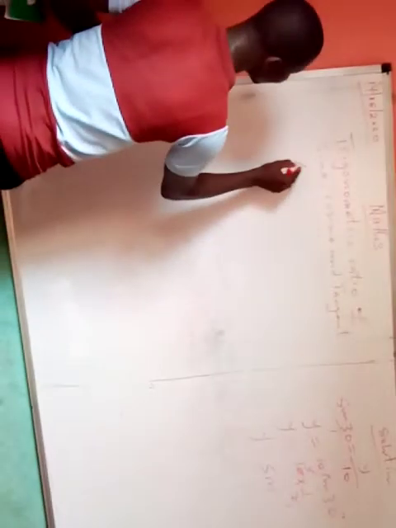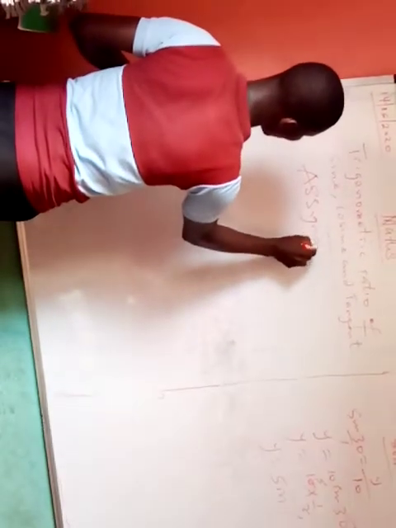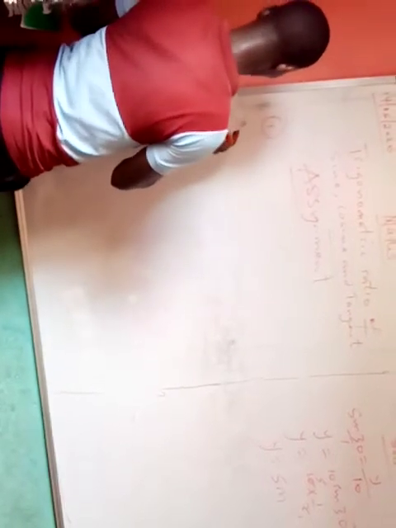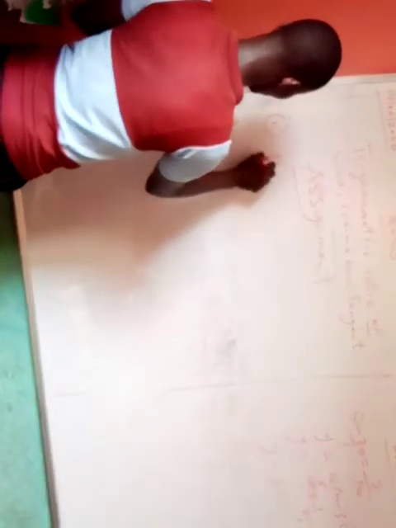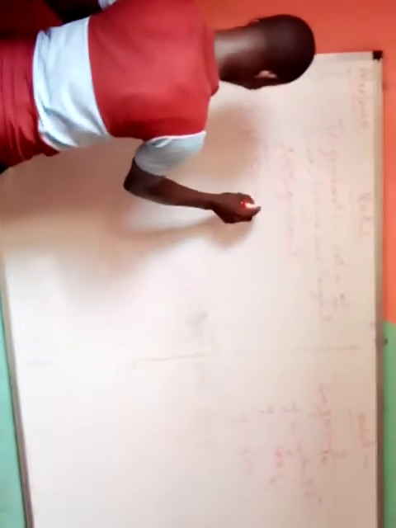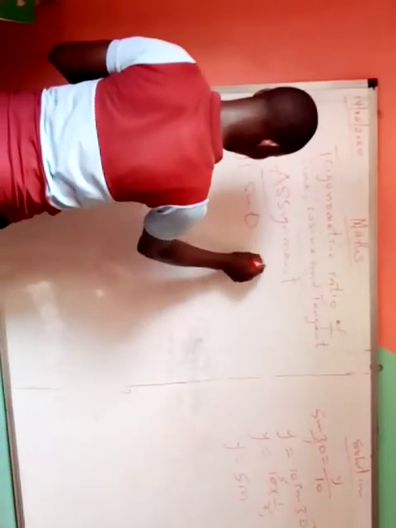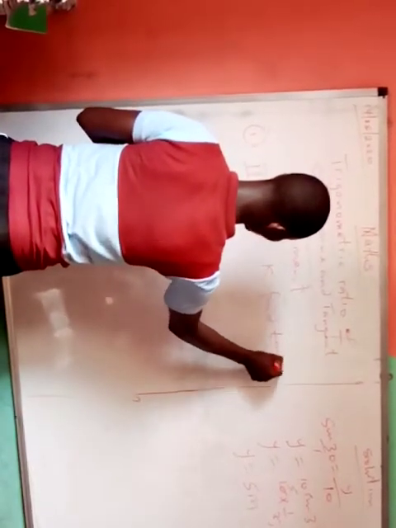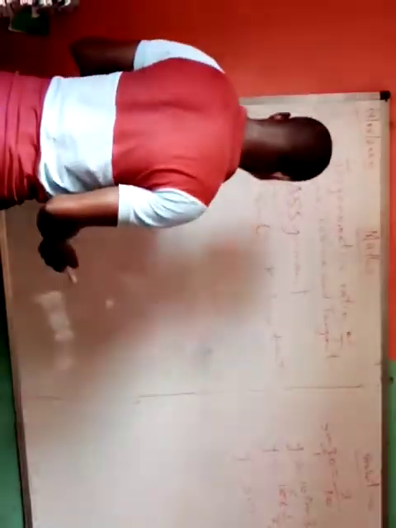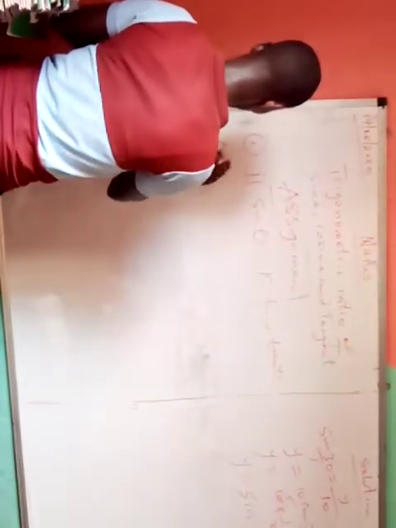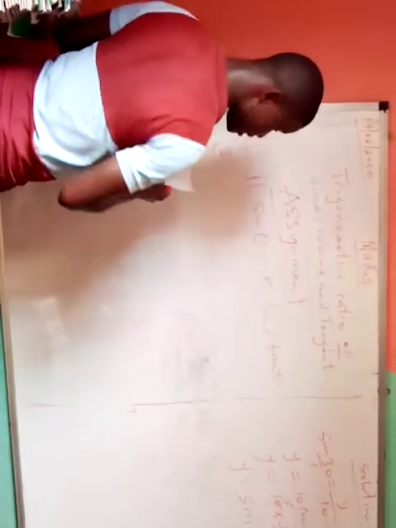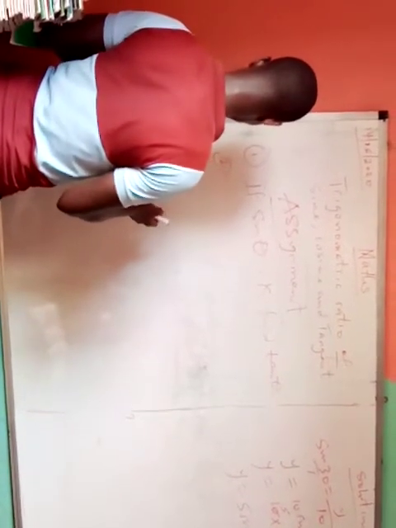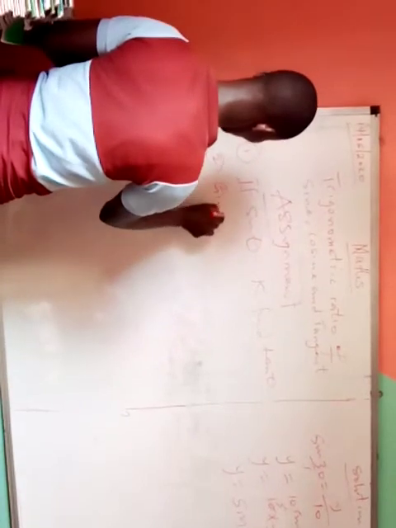Question 1, assignment. If sine theta is equal to k, find tan theta. All these questions are WAEC questions. I picked them from WAEC past questions. So once you can solve these, it guarantees how far you will go if you have the opportunity to face any other WAEC questions.